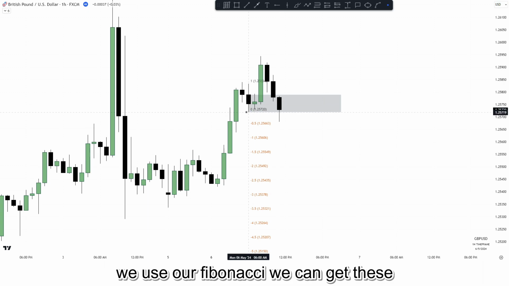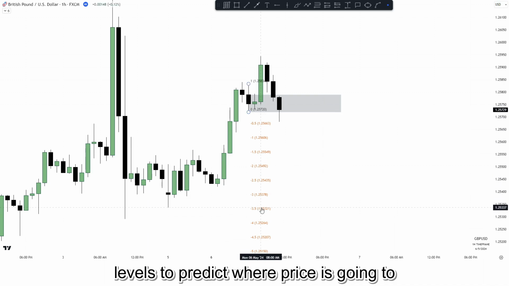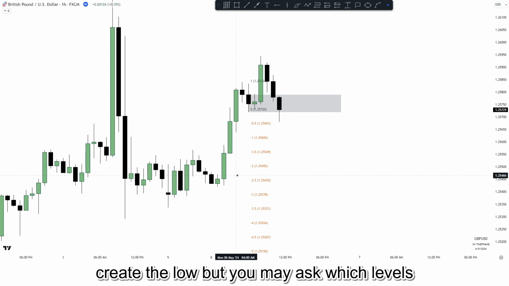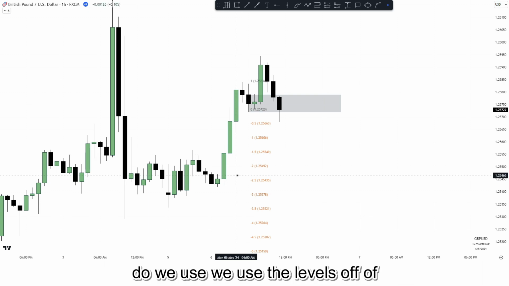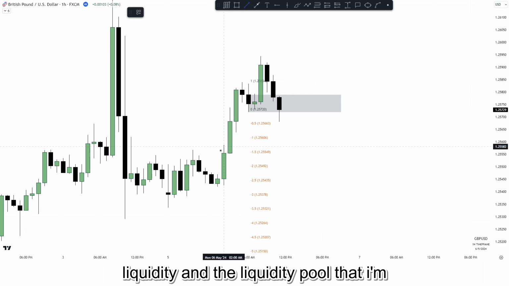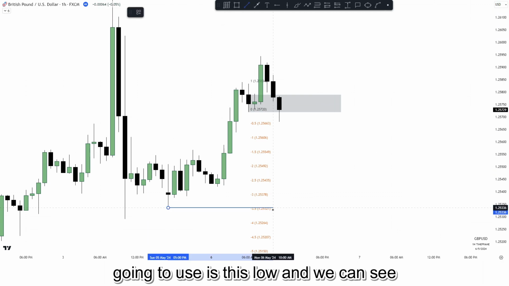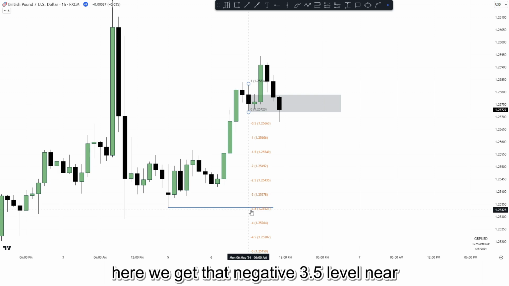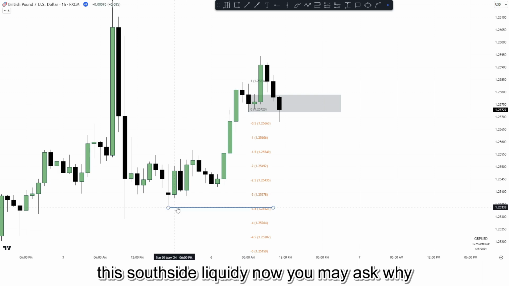premeditated. Plus, if we use our Fibonacci, we can get these levels to predict where price is going to create the low. But you may ask, which levels do we use? We use the levels based off of liquidity, and the liquidity pool that I'm going to use is this low. And we can see here we get that negative 3.5 level near this sell side liquidity.